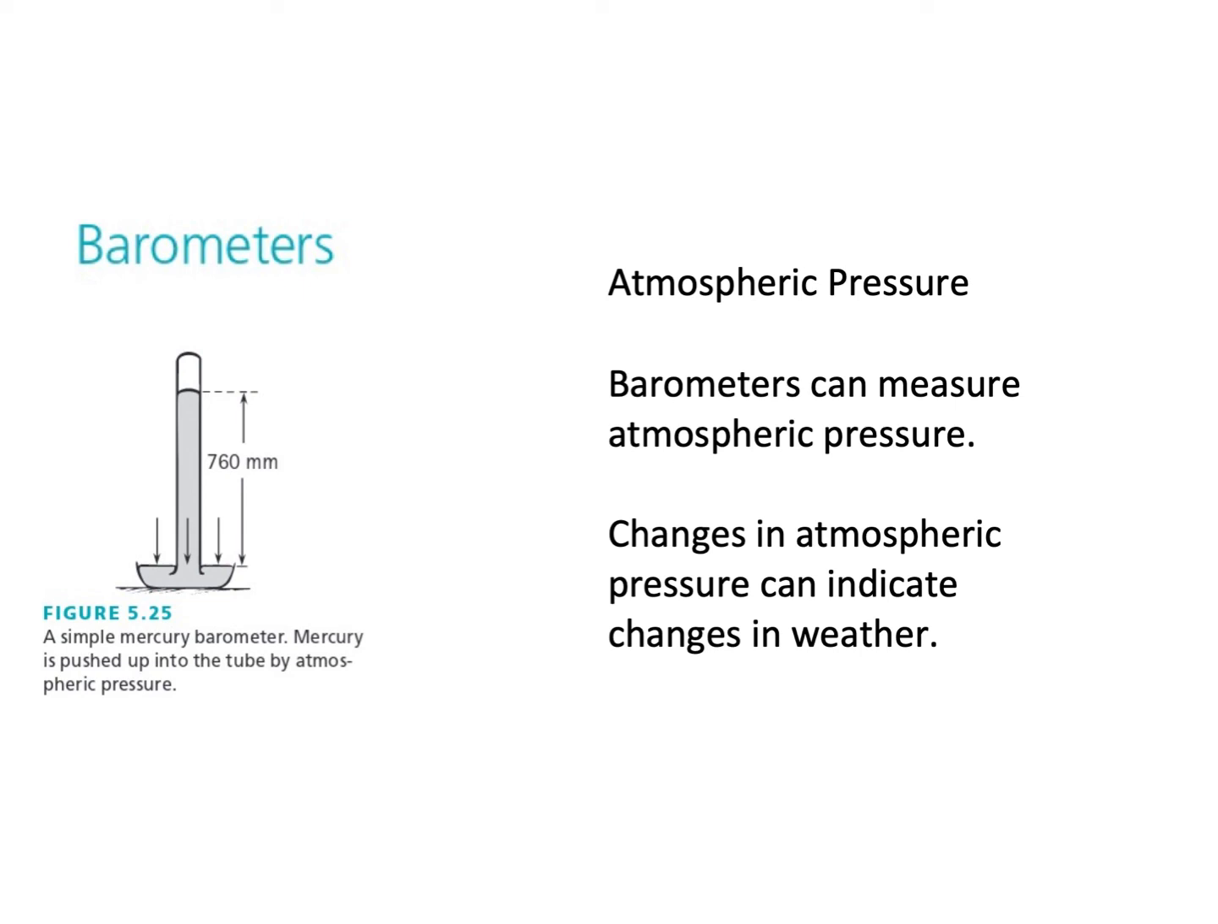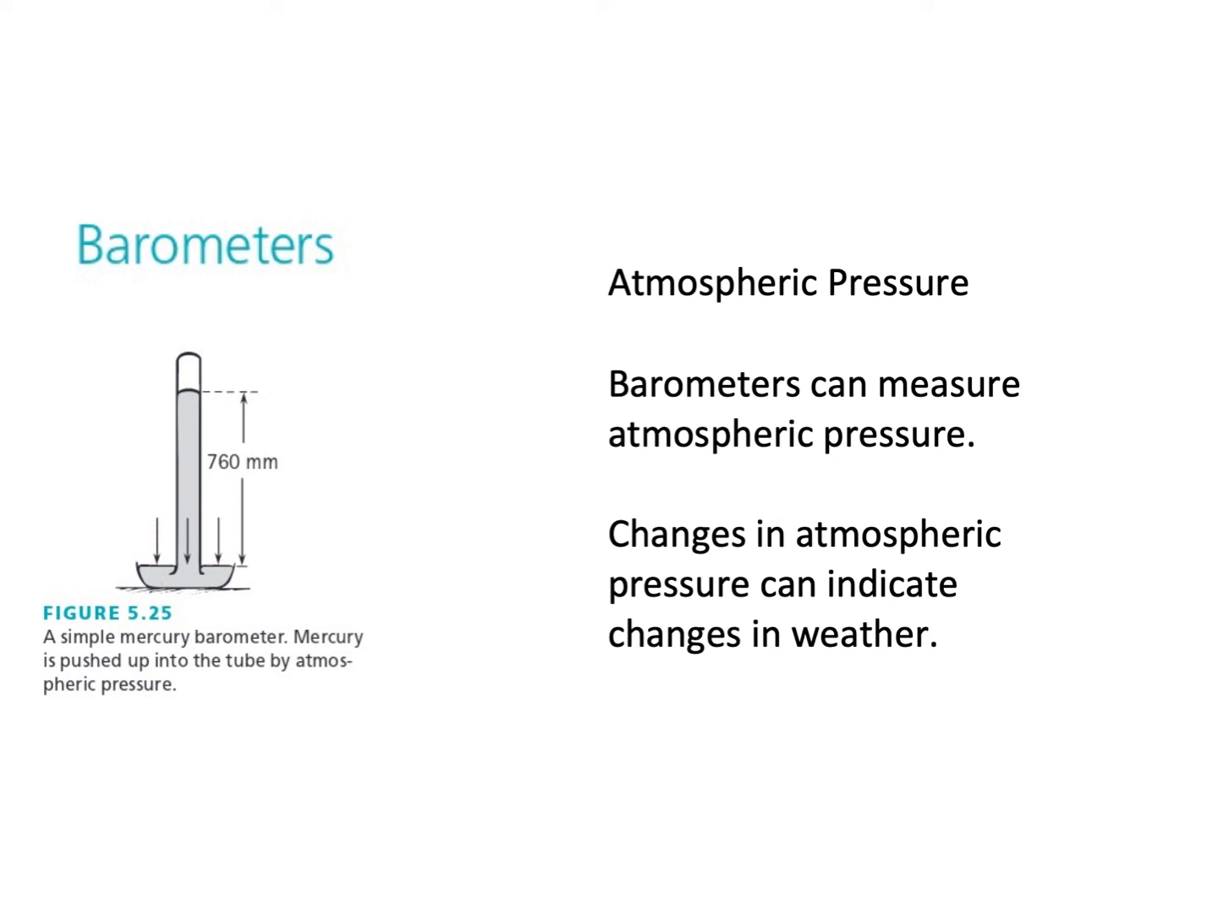You take a glass tube that's longer than 76 centimeters and you fill it with mercury, and then you tip it upside down and you submerge the open end of the tube into a dish or a bowl or some kind of container of mercury. What's going to happen is some of the mercury is going to fall down into the bowl, but there's an atmospheric pressure that's pushing down on the mercury outside the tube, and that's going to create a balancing force.